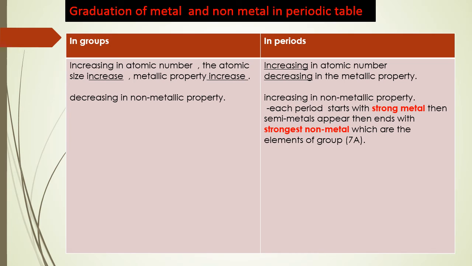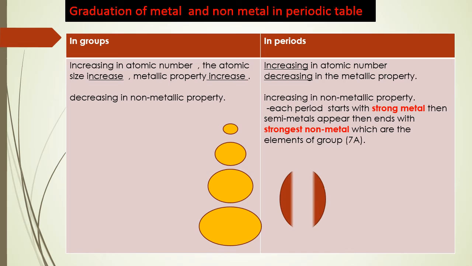And inversely, the non-metallic property decreases, as we show in the group. If we move from up to down, the atomic number increases, atomic size increases, the metallic property increases, and the non-metallic property decreases.